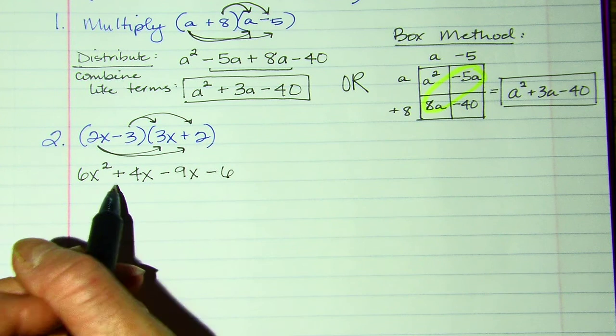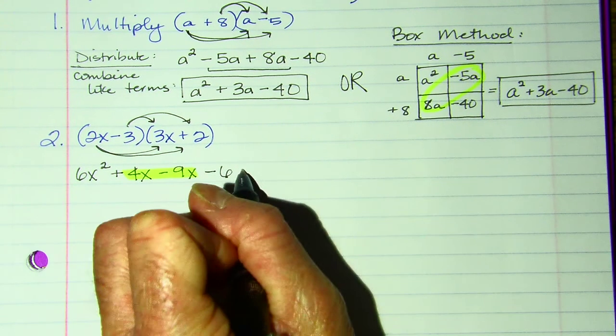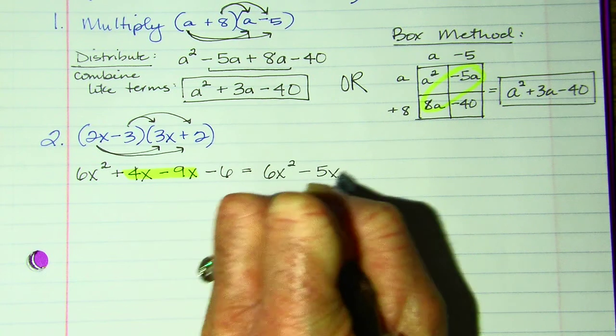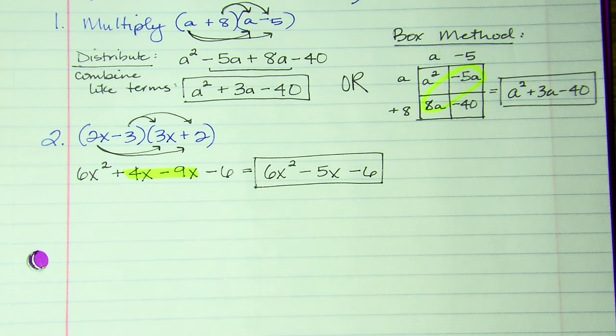Now I'm going to combine like terms. So the 2 in the middle are my like terms. I'm going to keep everything in order. So 6x squared minus 5x minus 6. And that is our answer.